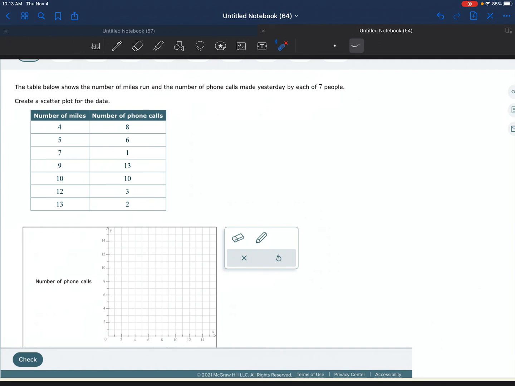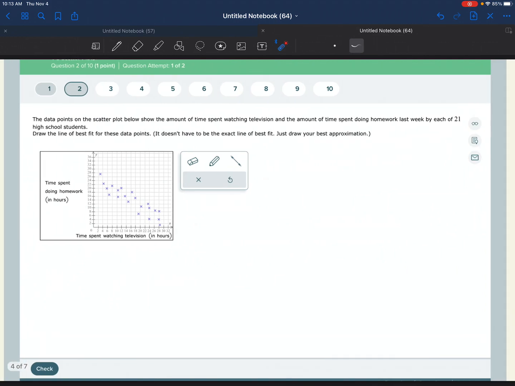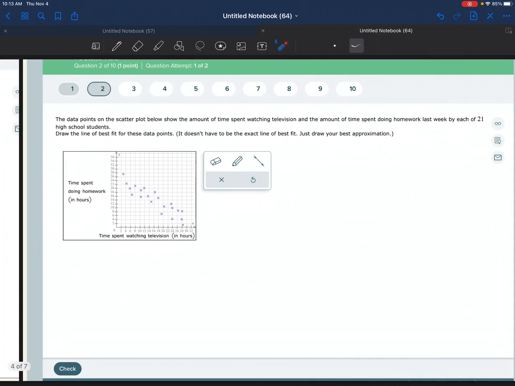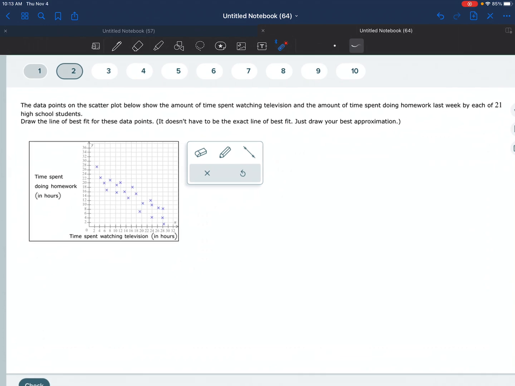Easy stuff, right? Okay, the next thing, this is where it gets a little more important. I'll kind of zoom in after I read so you can see. It says the data points on the scatter plot below show the amount of time spent watching television, which we just talked about, right? And the amount of time spent doing homework. So this is for 21 students. It says draw a line of best fit for these data points. Notice it says it doesn't have to be the exact line, just draw your best approximate, okay?